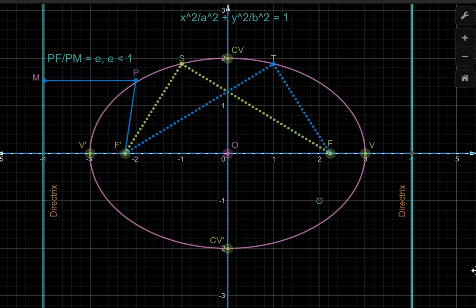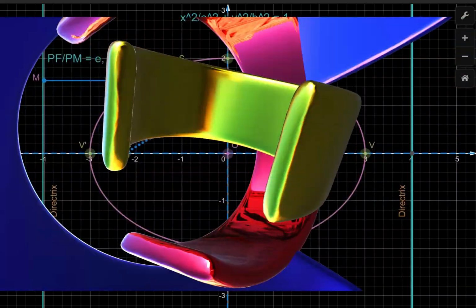Ellipse also has a unique property that any point on the curve, if you take, then sum of the distances of that point from the two foci is always constant. So F' S plus S F will be constant. If I have another point T, then that distance T to F1 and F2, if you add this up, will be same as from S. So that also helps us to get more parameters about the ellipse.